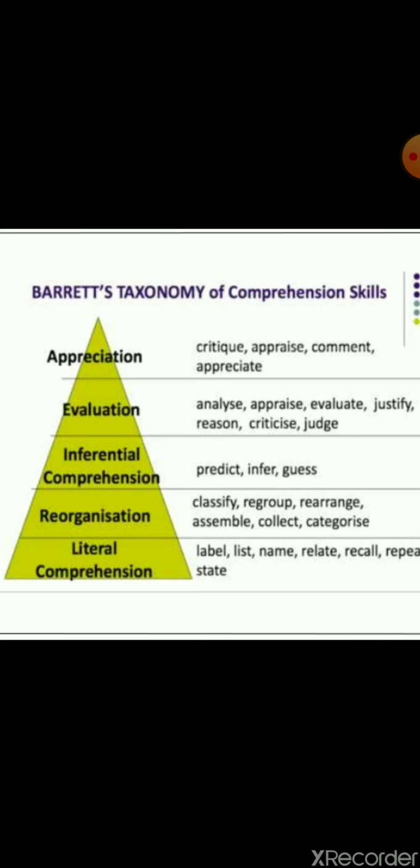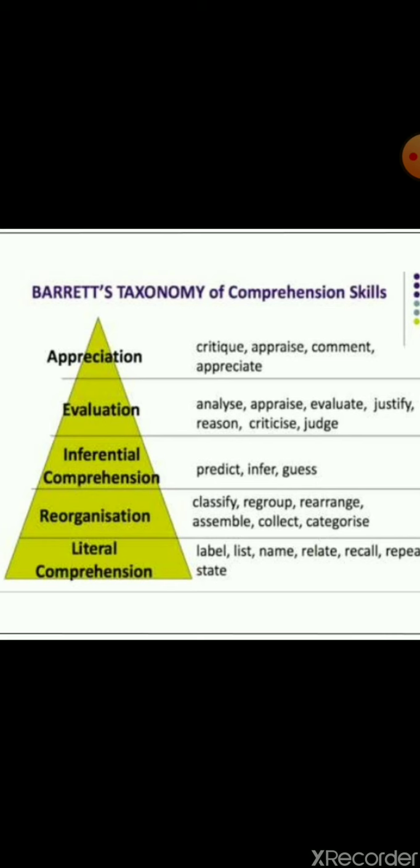We will start from the bottom. Literal comprehension, as the word suggests, means you will understand literally what you are getting. You will label it, list it, name it, relate it, recall it, repeat it, and state it. This means the passage should be in your hand. While reading the passage, you will underline, label, note down, mark, and encircle whatever you are getting literally.